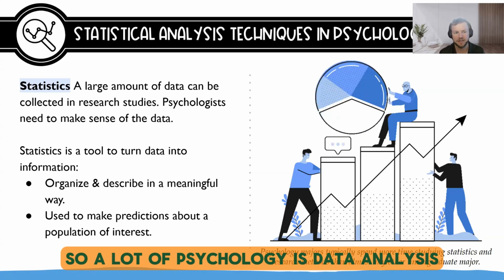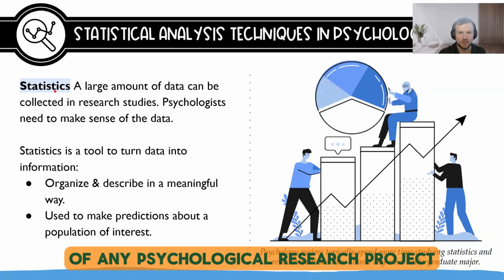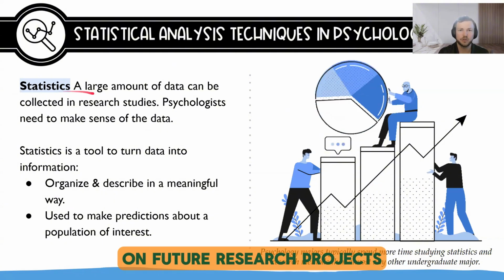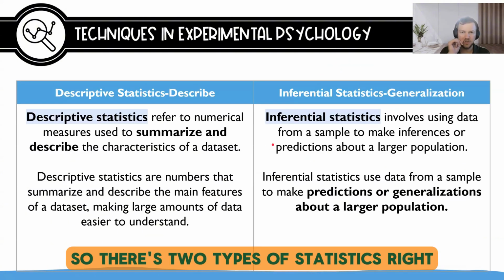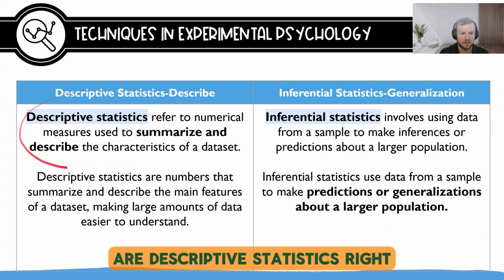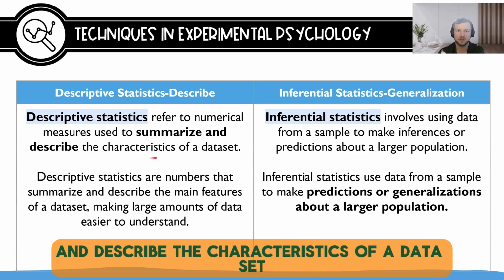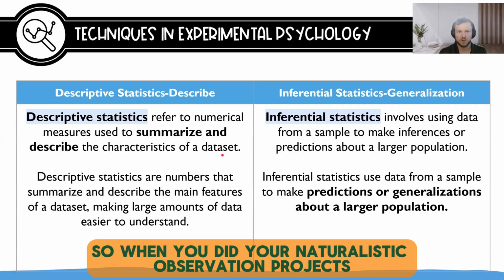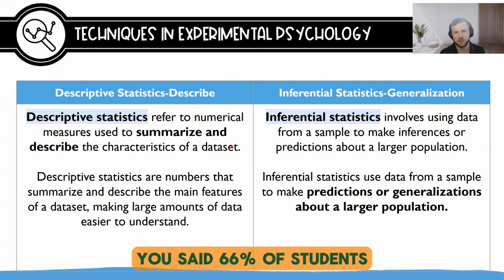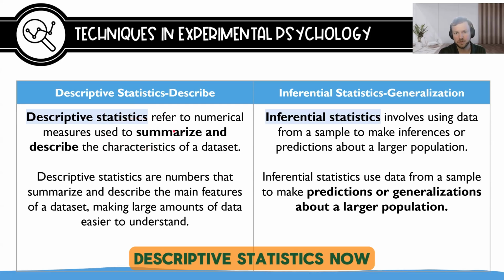So a lot of psychology is data analysis, and it's kind of fun to analyze the statistics of any psychological research project, which you did in naturalistic observation, and which we will do again and again on future research projects. So there's two types of statistics, right? The ones that we've dealt with so far are descriptive statistics, right? Descriptive statistics refer to numerical measures used to summarize and describe the characteristics of a data set. So when you did your naturalistic observation projects, you described the data that you saw. You said 66% of students speak Korean in class or whatever it was. You're just describing a behavior, descriptive statistics.